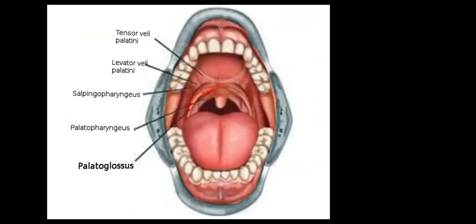Two muscles insert into the soft palate from the lateral wall of the pharynx, which are the tensor veli palatini and the levator veli palatini. These elevate the soft palate during swallowing to prevent reflux into the nose. The uvula hangs from the middle of the soft palate, and two pairs of muscles, the palatoglossus and the palatopharyngeus, form the anterior and the posterior folds in which the palatine tonsil lies.